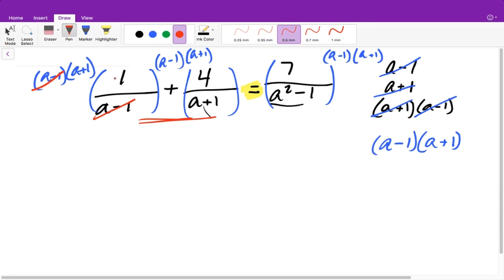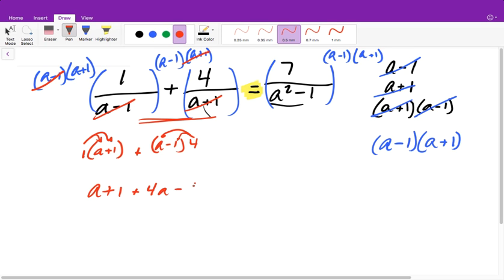We're just rewriting it. And now we're left with 1 times a plus 1, which if we distribute the 1 in, that's just equal to a plus 1. Here, the a plus 1 cancel, and now we're left with plus a minus 1 times 4. So if we distribute this in, that will give me plus 4a minus 4 equal to, and here the a squared minus 1 factors to a minus 1 and a plus 1. So this a minus 1 cancels here, this a plus 1 cancels here, so it cancels out our entire denominator, so we're just left with equal to 7.